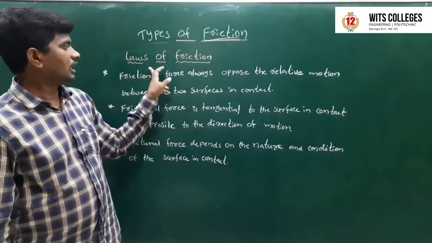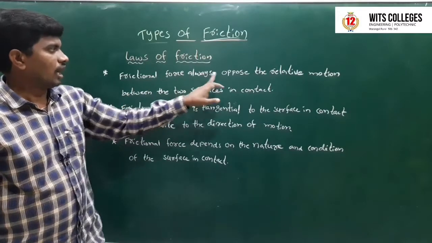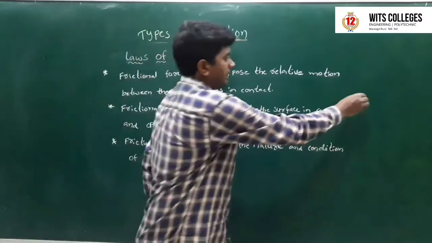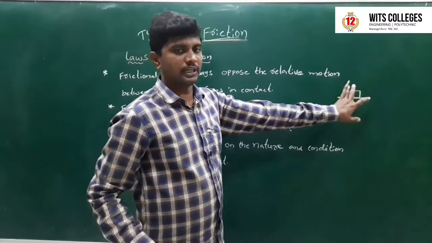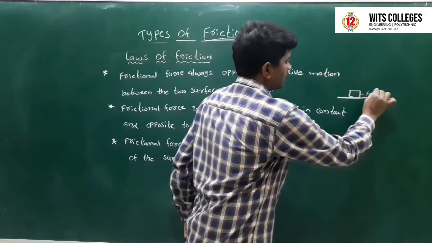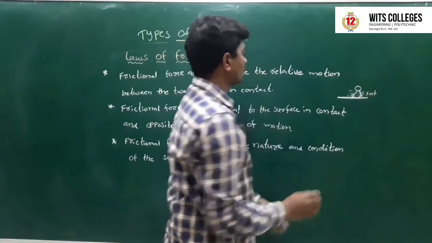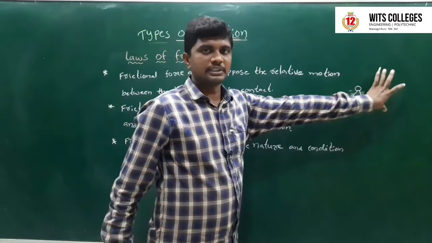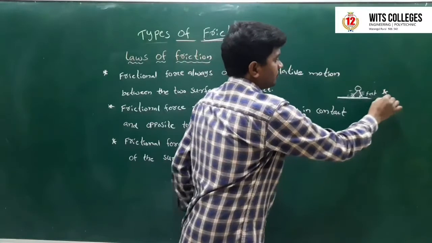The next one is the laws of friction. First, frictional force always opposes the relative motion between the two surfaces in contact. For example, to stand in position on the floor, with the feet and floor as two surfaces in contact, friction is compulsory. If there is no friction, the boy slips.